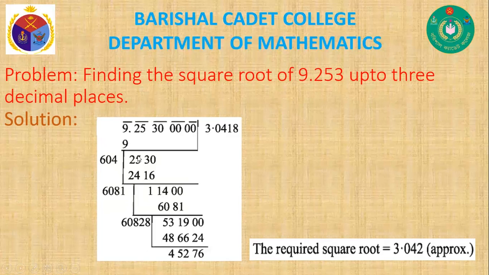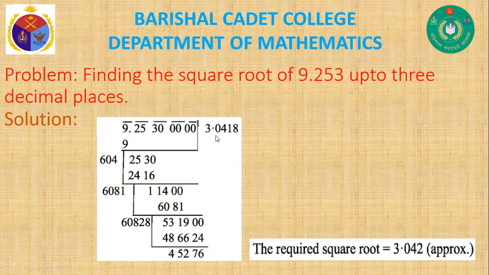We know 3 square equals 9. So I have written here 3. This equals 9. Then the double of 3 is 6. We have put the point here because we have already crossed the point. Now 25.